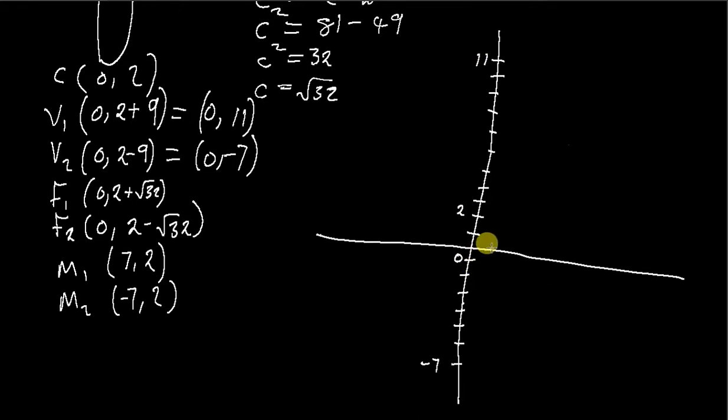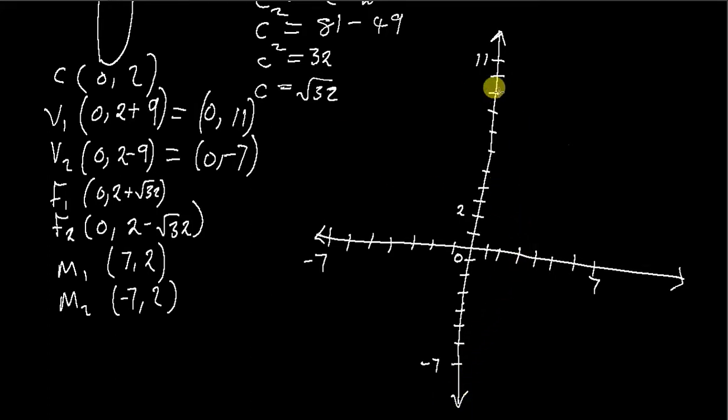Then going this side we have to move 7. 1, 2, 3, 4, 5, 6, 7. We have 7 there. We also have to move 7 this side. 1, 2, 3, 4, 5, 6, 7. We have negative 7 there. So that is how you deal with the sketching.